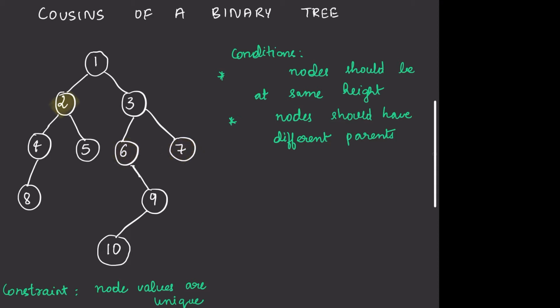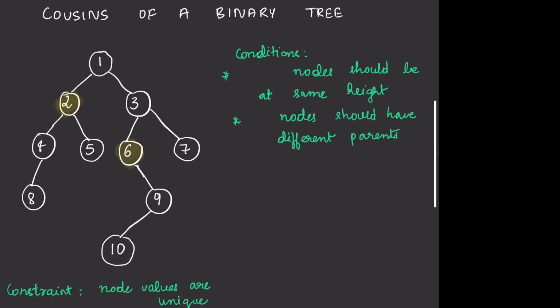So if the nodes are 2 and 3, the parent of both node 2 as well as node 3 is 1. So these two are children of the same node. So these two cannot be cousins. But what if 2 and 6? These two have different parents. 2 has 1 as the parent and 6 has 3 as the parent. Can these two be cousins?